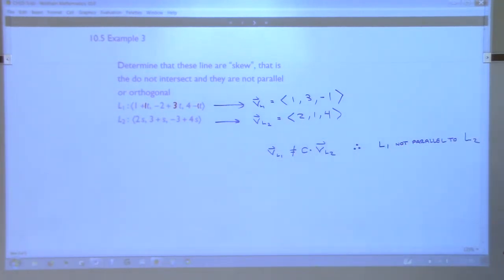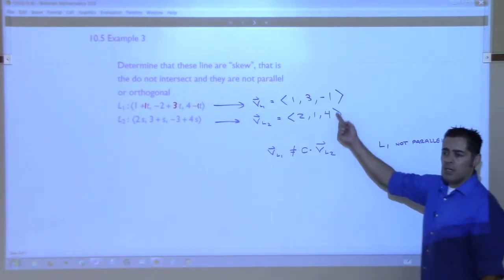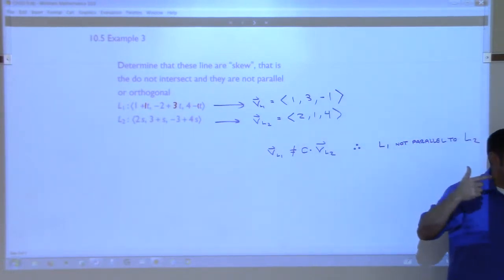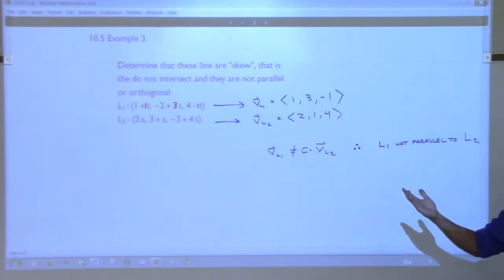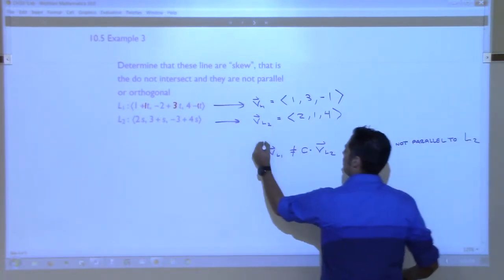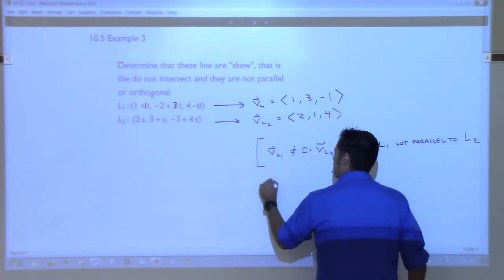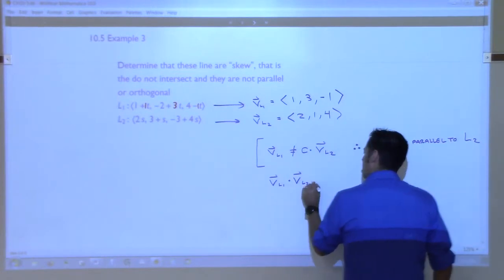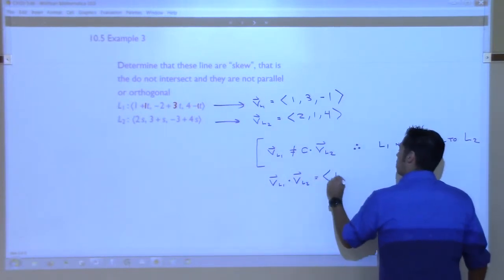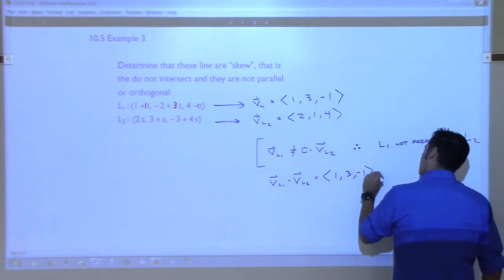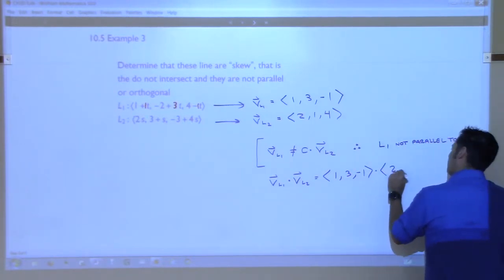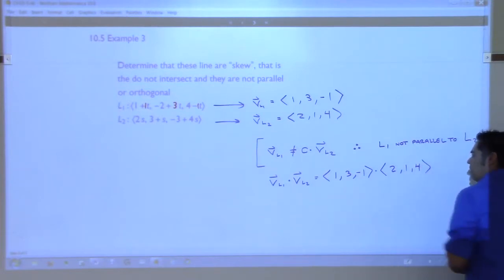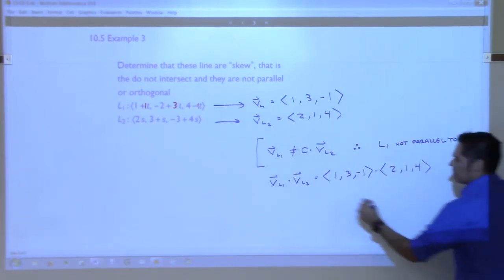You want to see if they're perpendicular? See if they're orthogonal? How would you do that? Dot product. Dot product the two direction vectors. If these dot product to be 0, they're orthogonal, right? So this was the check for parallel. Now for the orthogonal, we're going to take the direction vector of L1 and dot it with the direction vector of L2. Remember, dot product is the easier of the two to compute. Cross product is a little bit more involved. So when we dot these, let's see what we get.